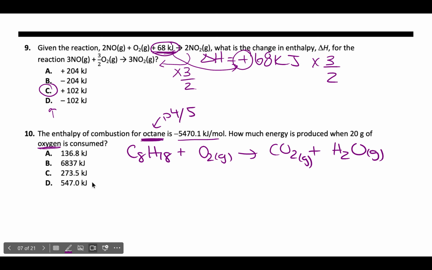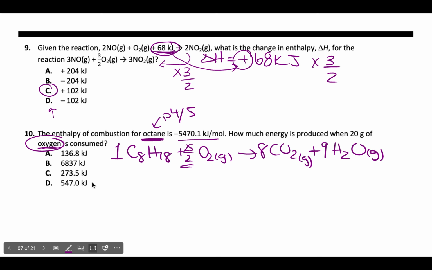Now, we want to go ahead and balance this, and I'm going to balance using a fraction just so that I can keep this as 1. So I would put a 9 here, an 8 here, and then that would give me a total of 25 oxygen on the right. So over here, 25/2 would give me 25 oxygen on the left. Okay, so that's my first step, because I do need to know my moles of oxygen because it's asking about oxygen.